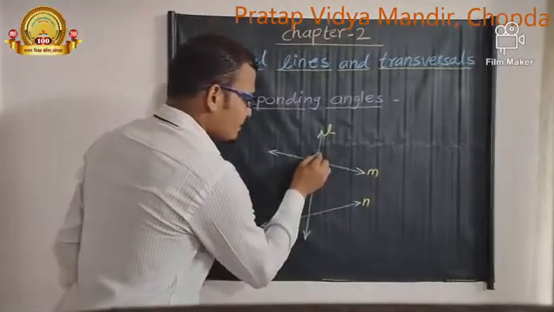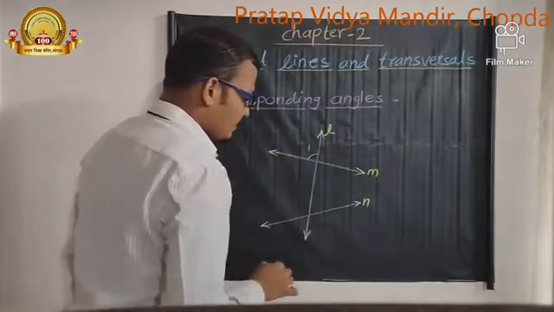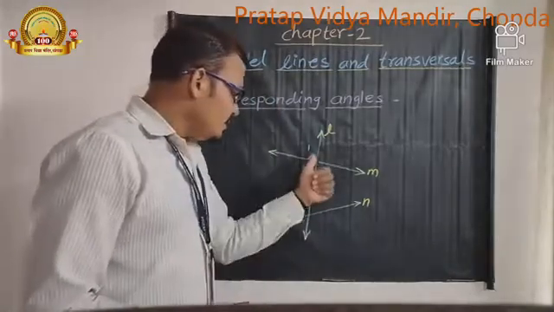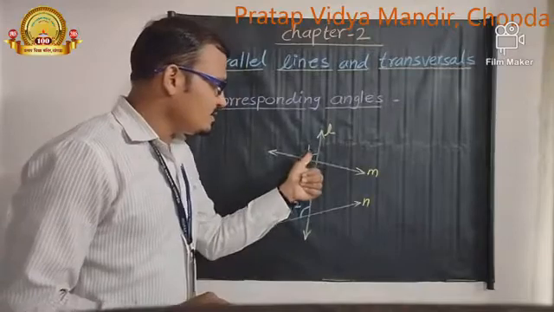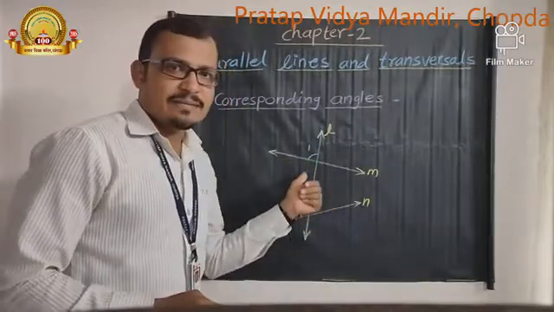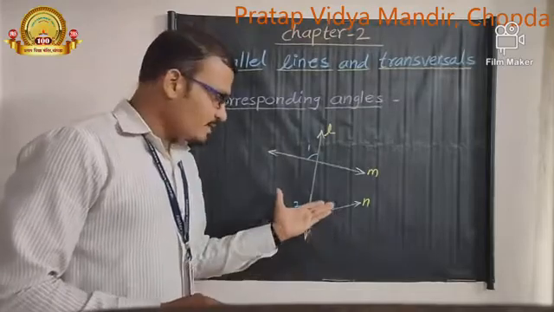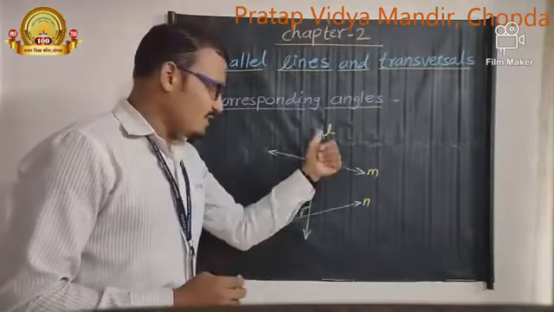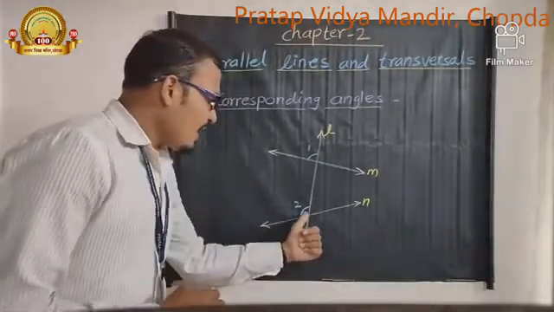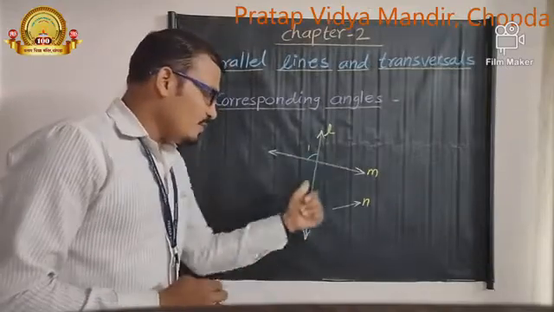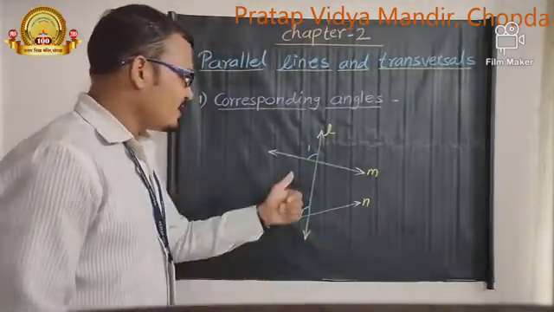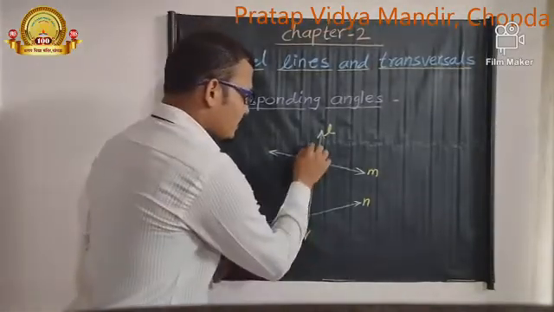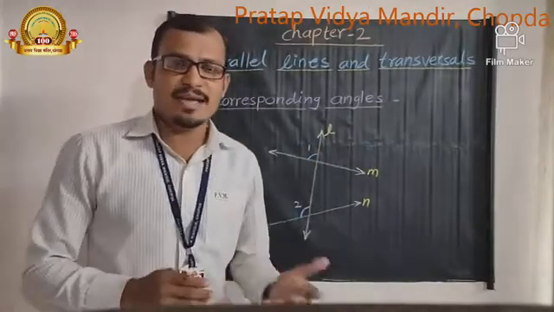For example, suppose line L is the transversal of line M and line N, and suppose we take one angle, angle 1, and another angle, angle 2. Now in these two angles, angle 1 is clearly on the upper side of line M, and angle 2 is also on the upper side of line N. Again, angle 1 is on the left side of transversal L. Similarly, angle 2 is also on the left side of transversal L. It means that angle 1 and angle 2 are at the matching corners, and hence angle 1 and angle 2 are the corresponding angles.